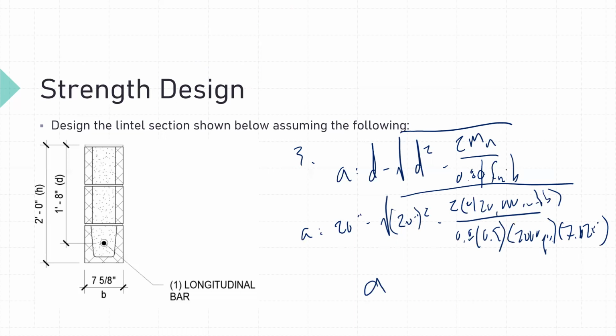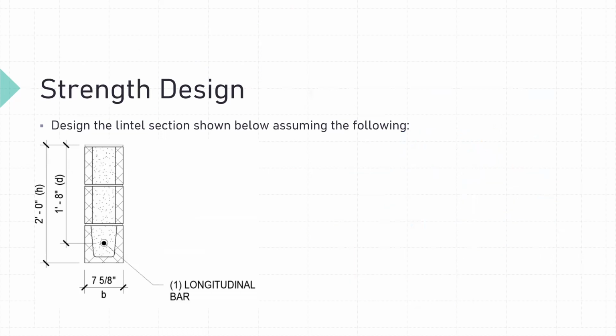And so A comes out to 2.01 inches. And so that stress block at the top of our beam is 2.01 inches deep. That's what that's telling us. All right, now that we have A, we can solve for our required area of steel. So our required area of steel, step 4, A sub S required equals 0.8 times F prime M times B times A divided by our yield stress Fy.